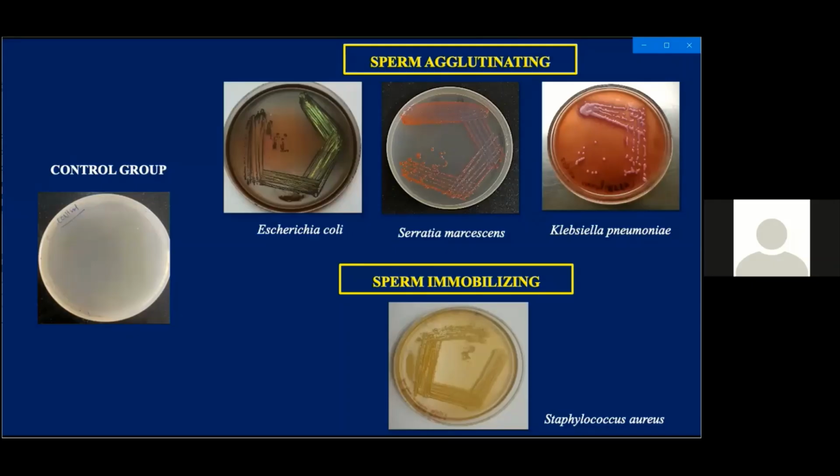Similarly, in case of the sperm-immobilizing organism, when it was streaked on the mannitol salt agar, we could get beautiful yellow colonies, indicating the organism administered is the same as that got established. And from these results we can also see that from the control group we could not get any organism when homogenate was streaked on nutrient agar, indicating that there was no bacteria that got established.